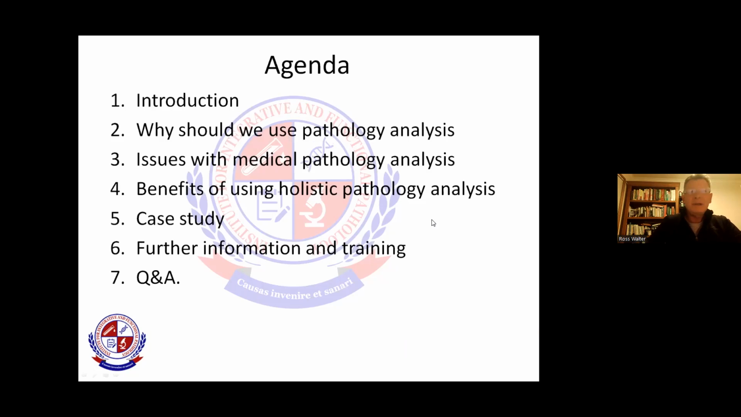That's cool. So just a little bit of an agenda about what I'm going to talk about. First, a bit of an introduction about me and who I am and how I work. Then why we should actually use pathology analysis in our clinical practice, and some benefits of using the clinical analysis of pathology results. We'll look at quite a complex case study as an example of the types of things that we can find in the pathology results, so you can see how that would work in practice. And then a little bit more information on some of the training courses and things that we offer, and the questions and answers at the end as well.